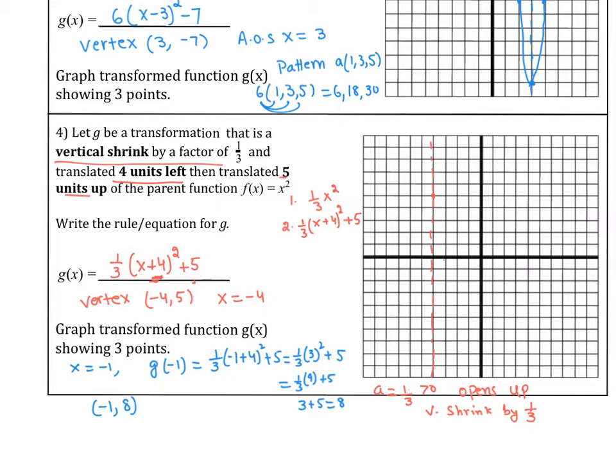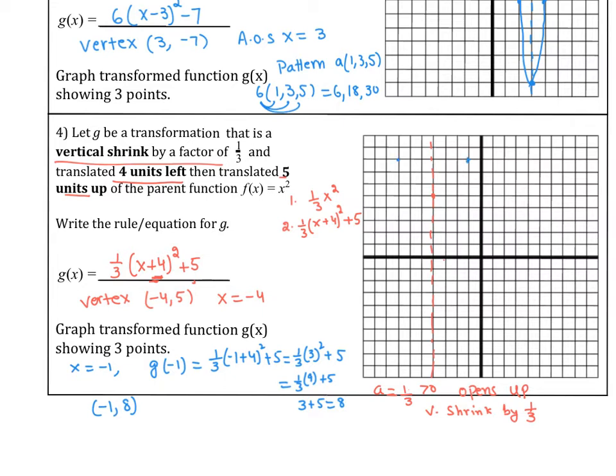If I want to avoid dealing with the decimal, then I have to choose the x value very carefully, one that can cancel the fraction from the bottom. So my point is going to be -1 comma 8.